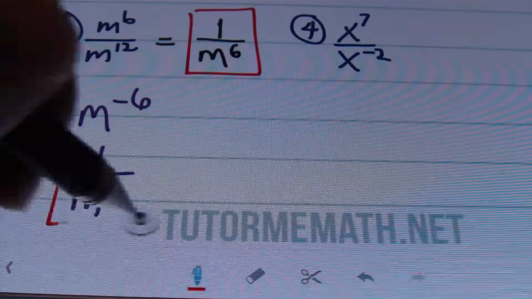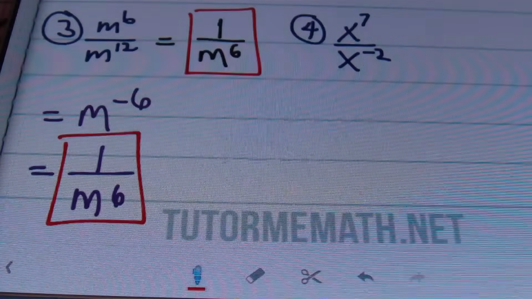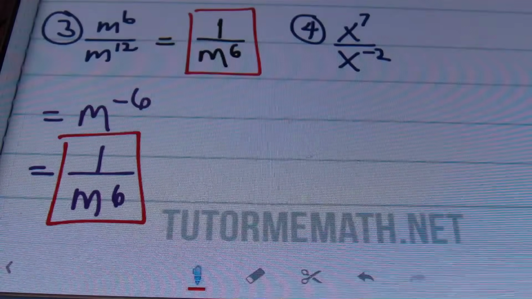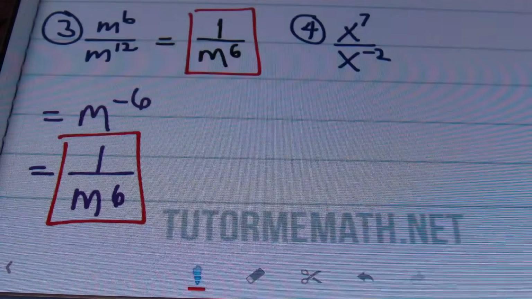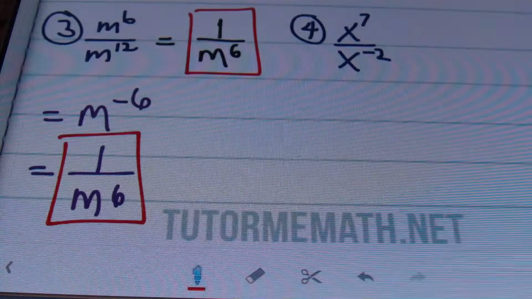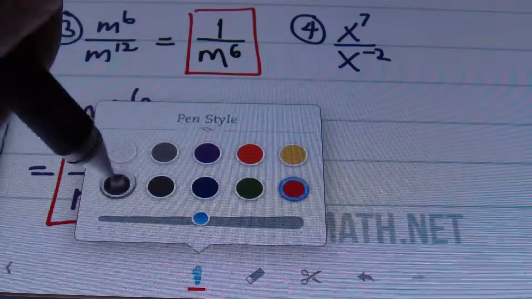So remember that there are a couple of ways to tackle it, but in this problem I was able to skip 2 steps because I was able to just simply identify the fact that my variable will remain in the denominator. All right, that's problem number 3. Let's check out problem number 4 now.